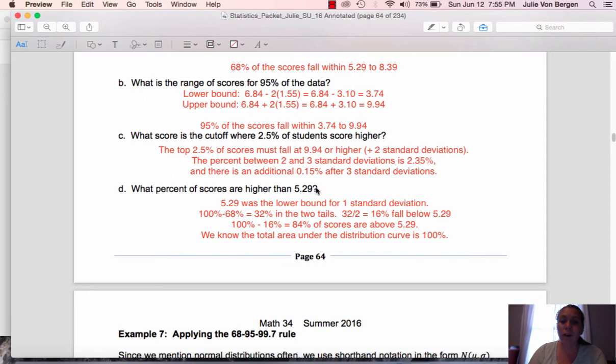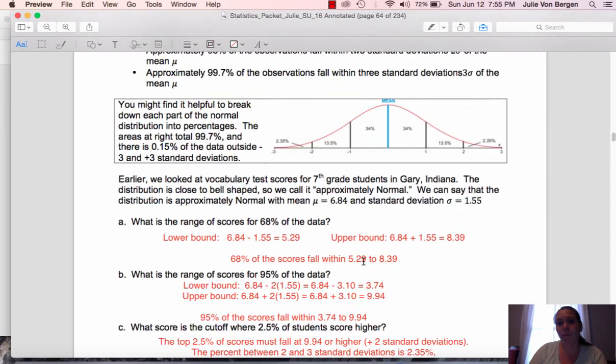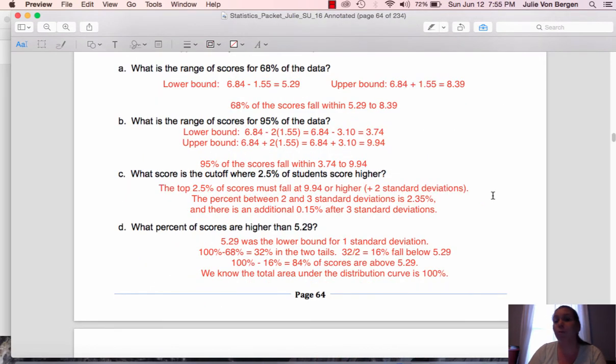So now they're asking about higher than 5.29. We know everything totals 100% under the normal distribution curve. So we can say 100% minus 16% tells us 84% of scores are above 5.29. And we're using the fact that the total area under the distribution curve is 100%. So again, this is the complement calculation, and the reason we use subtraction in situations like this is it's typically faster. You could have also come over to our helpful normal distribution chart with everything broken down and tallied up all of the values of 34, 34, 13.5, 2.35, and remember there's the extra 0.15% outside. And you would have got that same 84%.